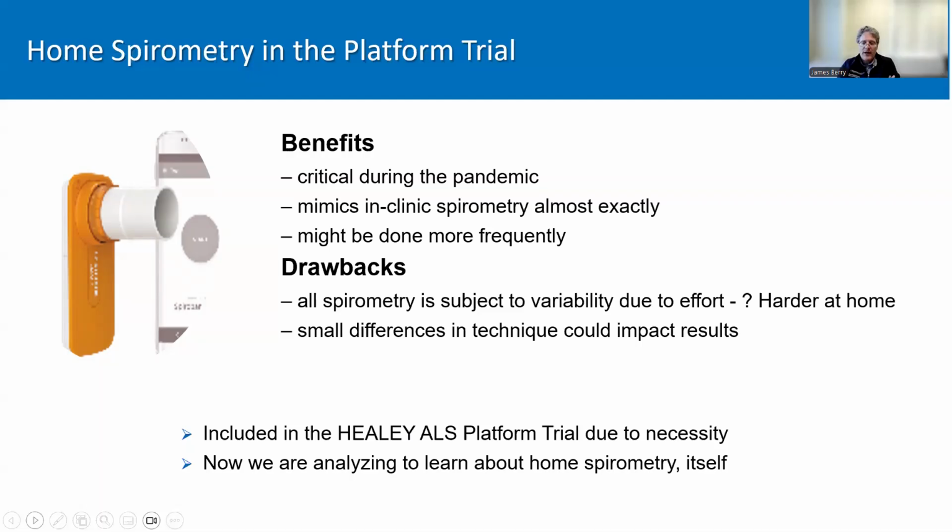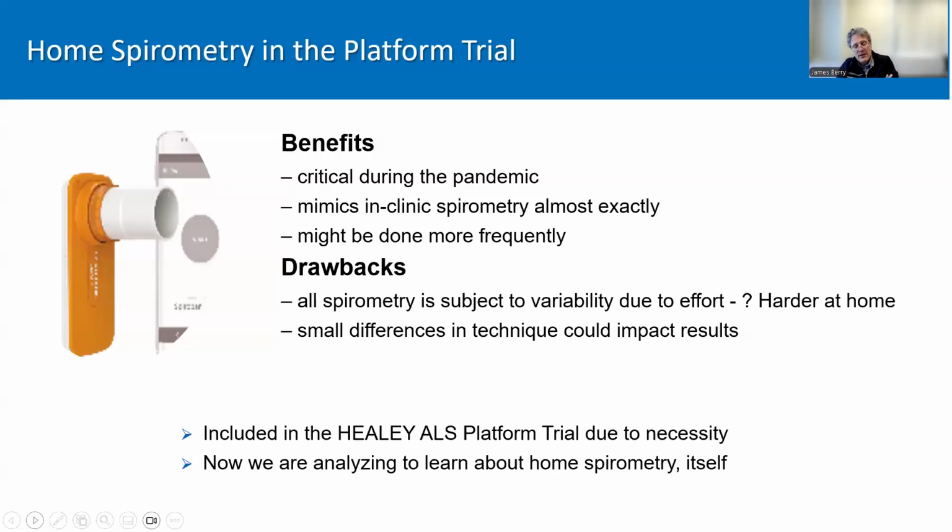But there are some drawbacks that we have to measure against that. All spirometry is subject to variability due to effort. So is it harder to standardize that at home? We know that coaching people in the clinic is really helpful to get the best effort. Can we do that well at home, or is that something that may be a problem? And the other thing is that small differences in technique can impact the results. We know that in the clinic, we have people who are trained and expert in helping. And how does that translate when we do it at home?